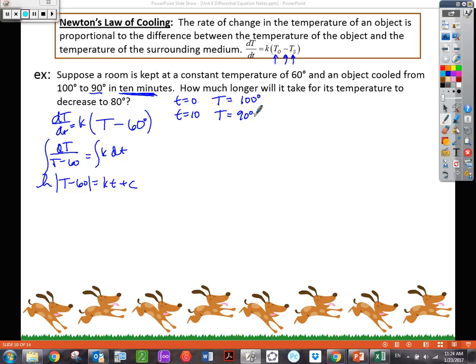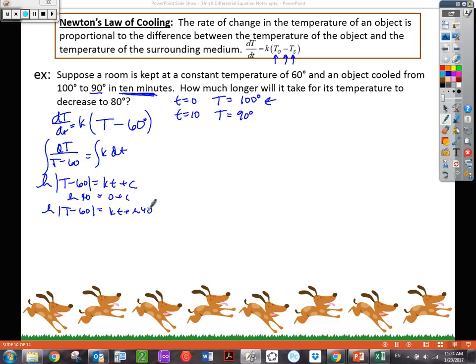So using that information to solve, we can actually have two pieces. I'm going to use this information to solve for C. When little t is 0, big T is 100. So I have natural log of 40 equals C. So putting that back in, ln absolute value T minus 60 equals kt plus ln 40.